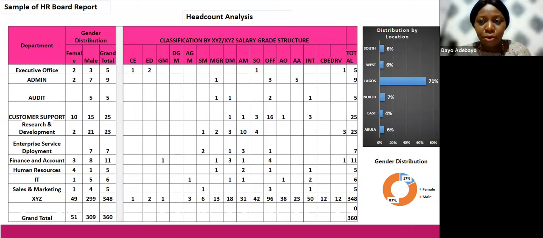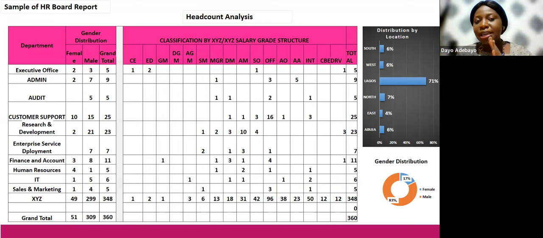You already have your reports. You know what you want to talk about. But now you want to enhance that report. You want to show it to them in a way that will suit their needs. So this is an example I have here. I just want to give them the details of headcounts, the headcounts in the entire organization.